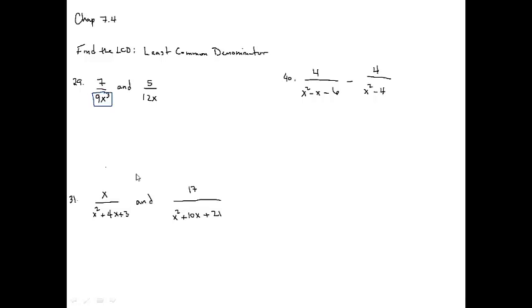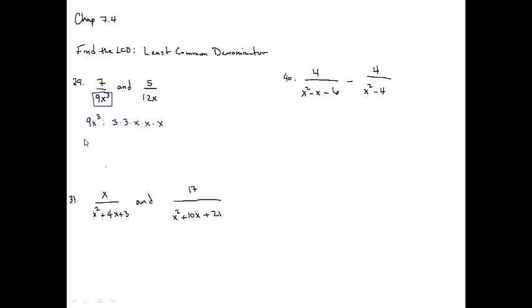Alright, in 7.4, all we're focusing on is finding the least common denominator. In order to do that, you're going to find the factors of each of your denominators. So 9x to the third power. How do you break it down? It's 3 times 3 times x times x times x.